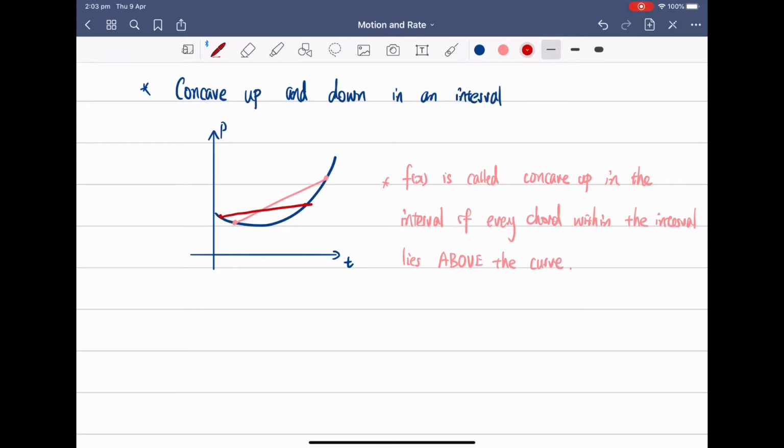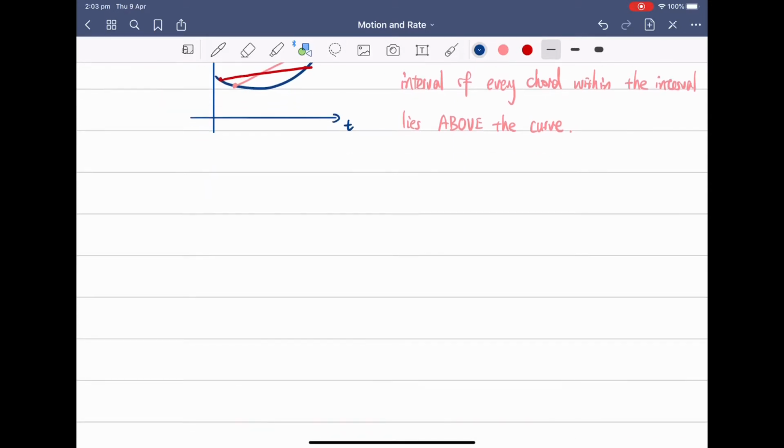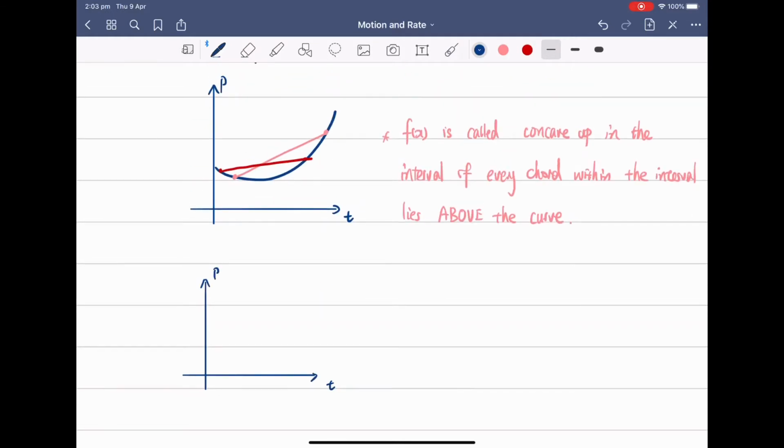All right, so concave downwards is really easy, it's just the opposite. If the curve is concave downwards, then every chord within the interval lies below the curve. So an example of that. Here's the curve, so this is concave downwards, and if you just draw in any 2 points on this curve, you can see clearly this chord is below. All right, so it's really simple.